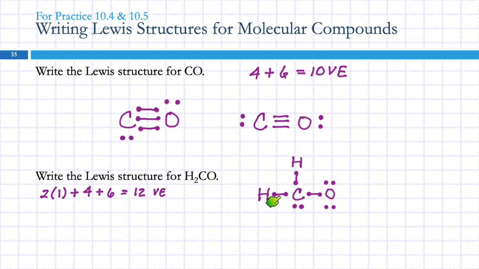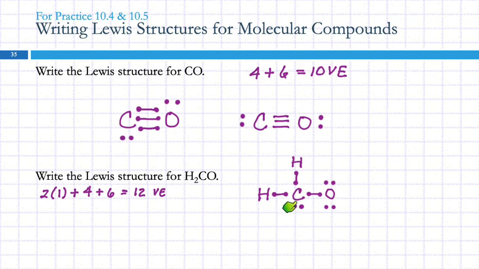So carbon here has 8. Remember, we're generally putting the electrons top and bottom, right and left, like the four points of the compass. And so you can kind of look at that and say, oh, that looks like 8. But this oxygen over here, it's got top and bottom and left, but nothing on the right. This guy's short, and if we count 2, 4, 6, he's short.